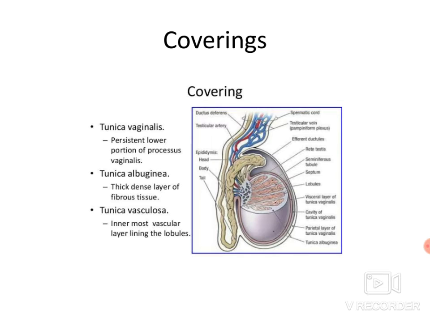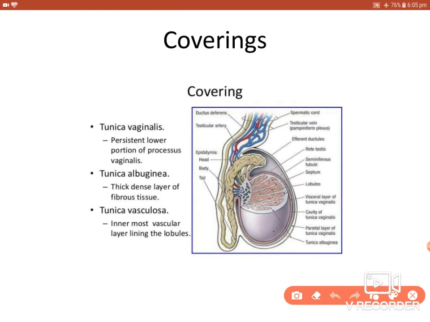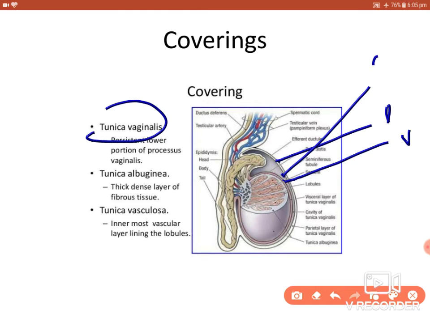Then coming to the coverings of this testis. First, from exterior to interior, there is tunica vaginalis, tunica albuginea, and tunica vasculosa. Coming to this tunica vaginalis, it is the remnant of the processus vaginalis that I'll explain. Here it has two layers: the outer parietal layer of tunica vaginalis, and this is the visceral layer. Between them we get the cavity of the tunica vaginalis.